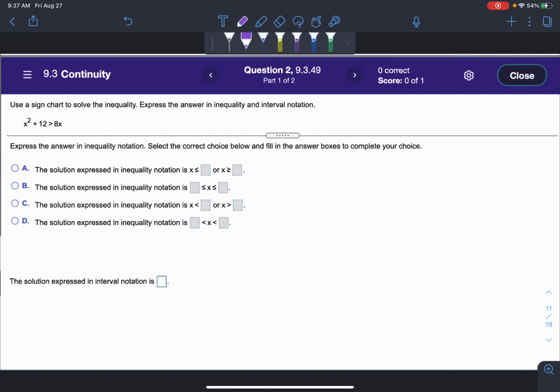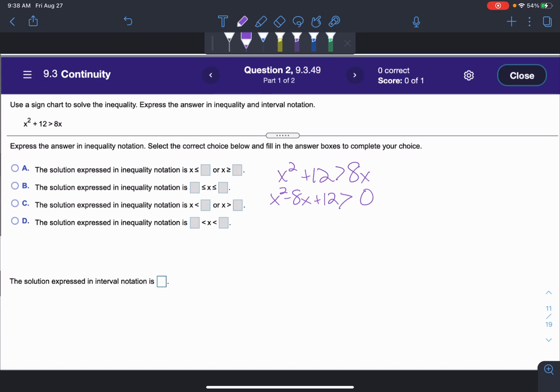All right, let's try one more. So here we have the form x squared plus 12 is greater than 8x. Let's get it back into the form where something is greater than 0. To do that, I'm going to move the 8x to the other side by subtracting it from both sides to get x squared minus 8x plus 12.